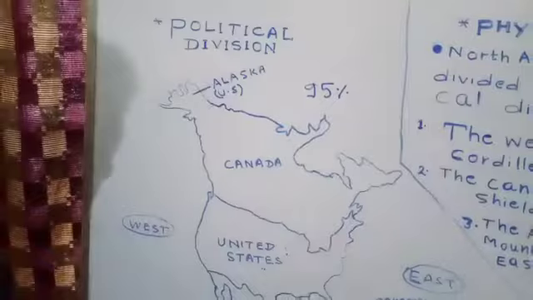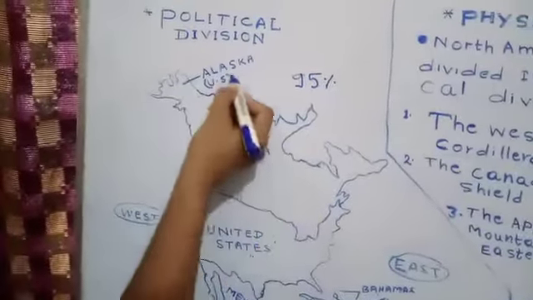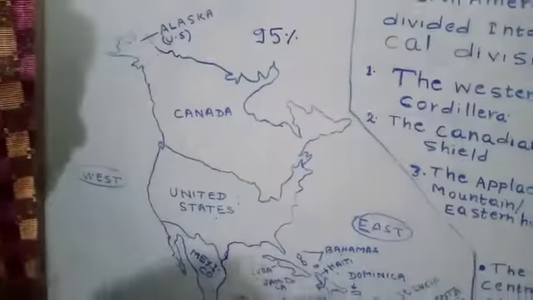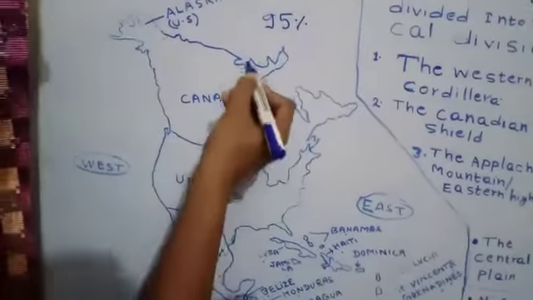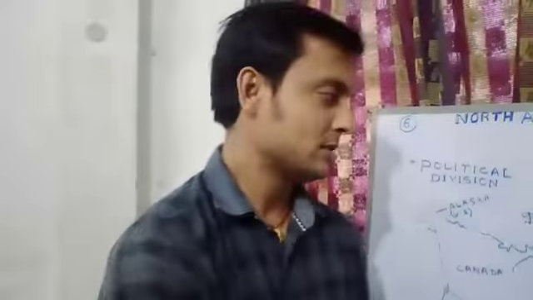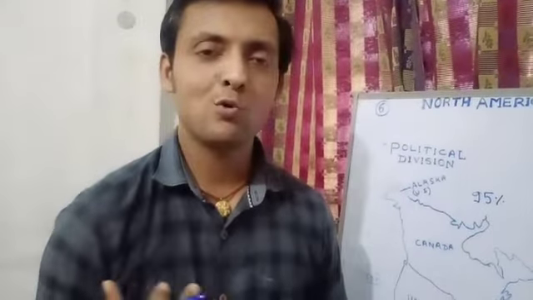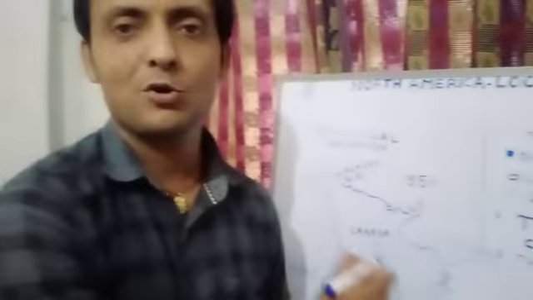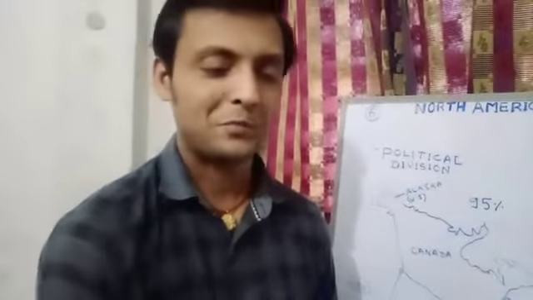Now the capitals of these countries are already given in your textbook. So what you have to do, students, is take one blank map and write down the names of the countries along with their capitals, and revise it twice or thrice. Okay, and paste the same map in your notebook, your classwork notebook.